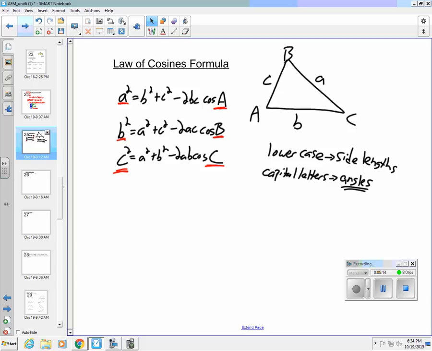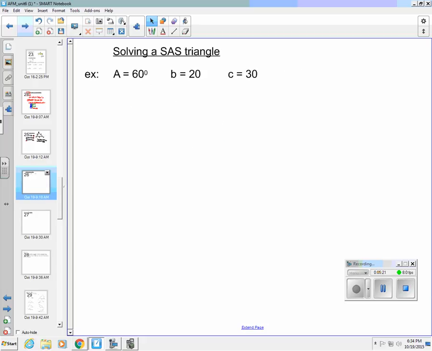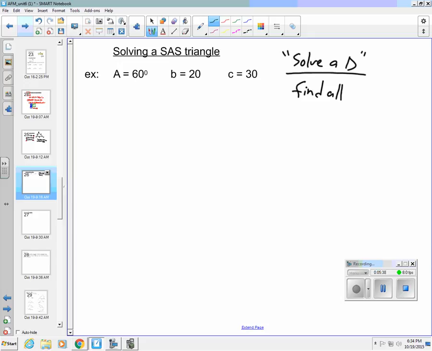So we'll go through two examples of solving an oblique triangle and one application word problem. So first one we're going to do is we're going to solve a side angle side triangle. To solve a triangle is to find all the missing pieces. So that means all the missing side lengths and all the missing angles.